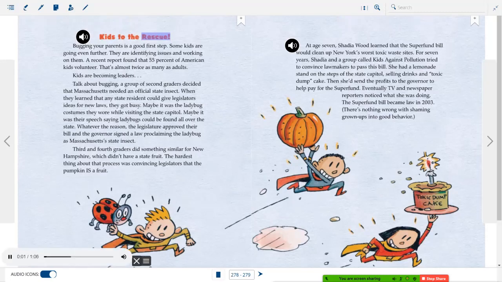Kids to the rescue. Bugging your parents is a good first step. Some kids are going even further. They are identifying issues and working on them. A recent report found that 55% of American kids volunteer. That's almost twice as many as adults. Kids are becoming leaders. Talk about bugging.